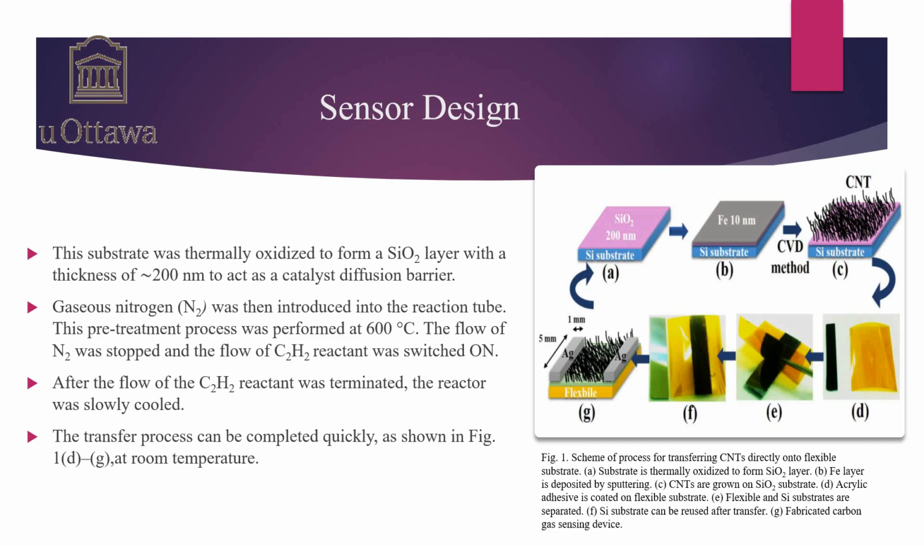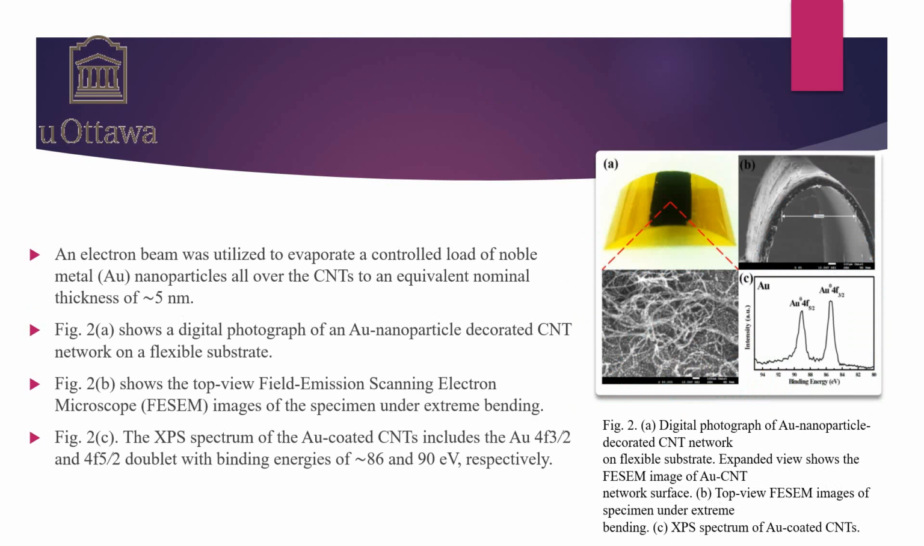In the transfer process, CNTs were first grown on the SiO2 substrate, then acrylic adhesive was coated on the flexible PI substrate. This transfer process can be completed quickly and is shown in figure 1D to 1G at room temperature. An electron beam was utilized to evaporate a controlled load of noble metal like Au nanoparticles all over the CNTs to an equivalent nominal thickness of 5 nanometer. By this method, Au will be adsorbed on the surfaces of CNTs.